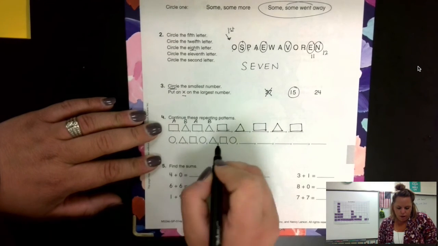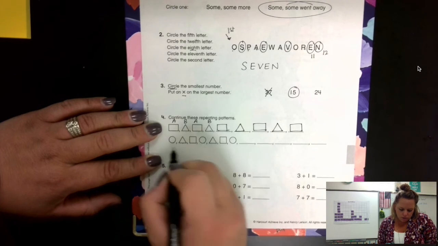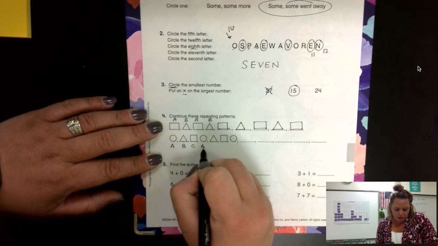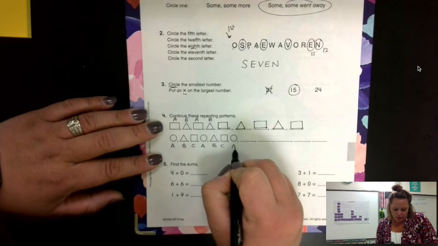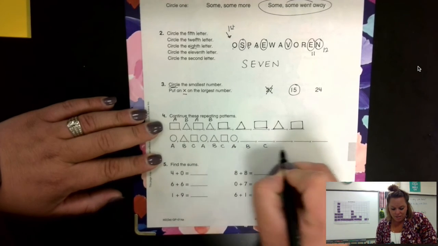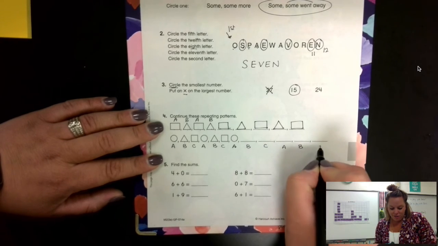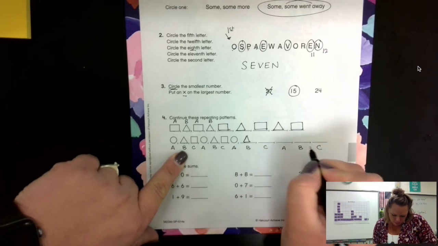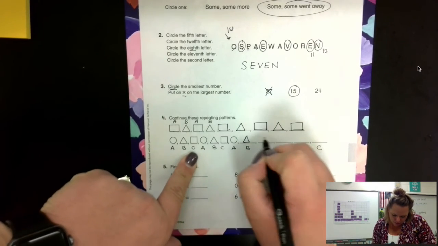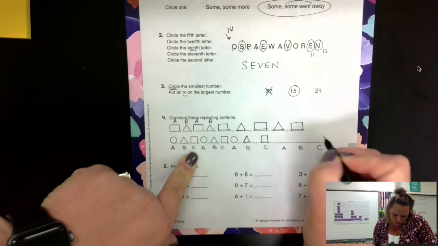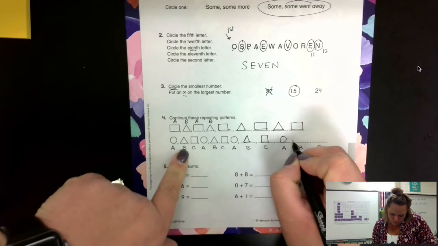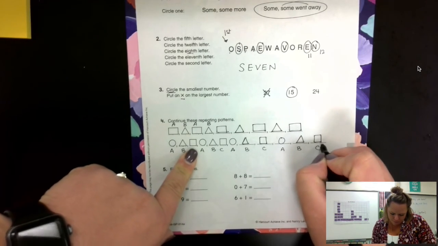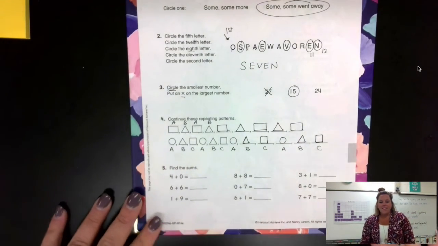Let's look at the second one. Circle, triangle, square. Circle, triangle, square, circle. Ooh, first grade. That looks like an A, B, C. A, B, C. A. I can always do this underneath if I need to. Now I can say, okay, what was a B? That's a triangle. What's the C? That's a square. Circle, triangle, square.